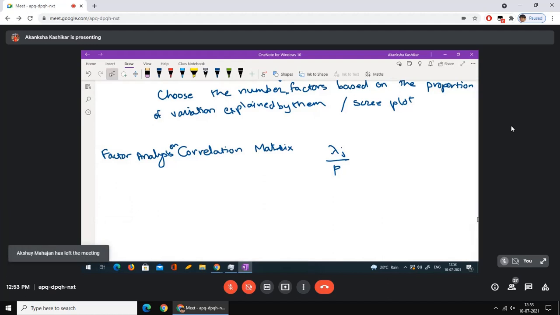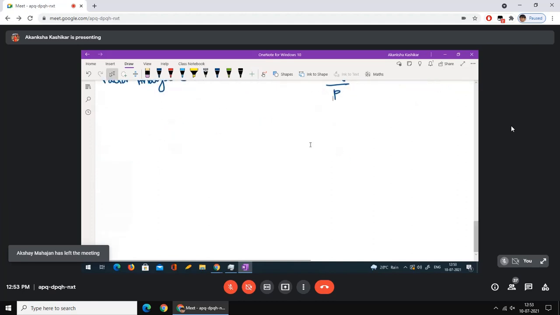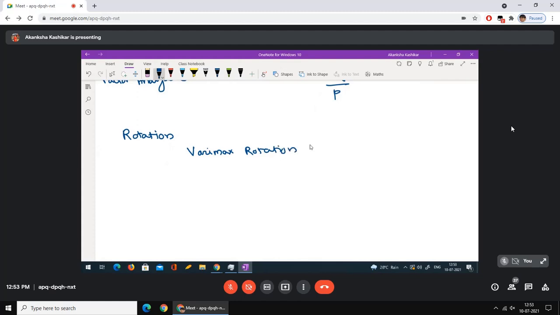And if you remember, we also discussed that the solution is not unique. You can rotate the solution to get more interpretable results. There are different types of rotations. Again, we are not going to go into more details, but you should know at least a few names. The most widely used method of rotation is Varimax rotation. So what does Varimax rotation do?